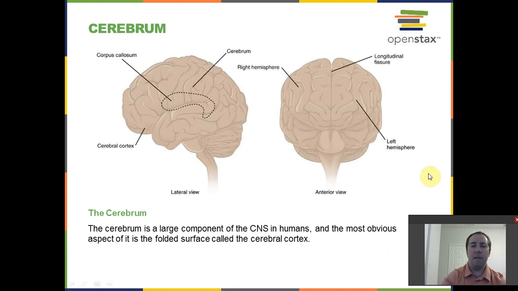If we look at it from the front, we see the left and the right hemisphere. And notice the left and the right are backwards. It is the patient's left and the patient's right. Inside, this dotted line on the left is the corpus callosum. We'll see that again. I'm going to refer to it when we talk about the diencephalon. But the corpus callosum is going to hold those two hemispheres together. And between the two hemispheres, there's this fold. That's the longitudinal fissure, and you learned about that in the lab.